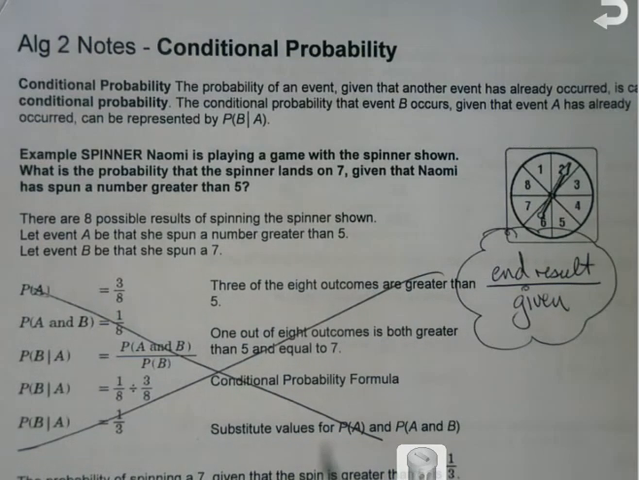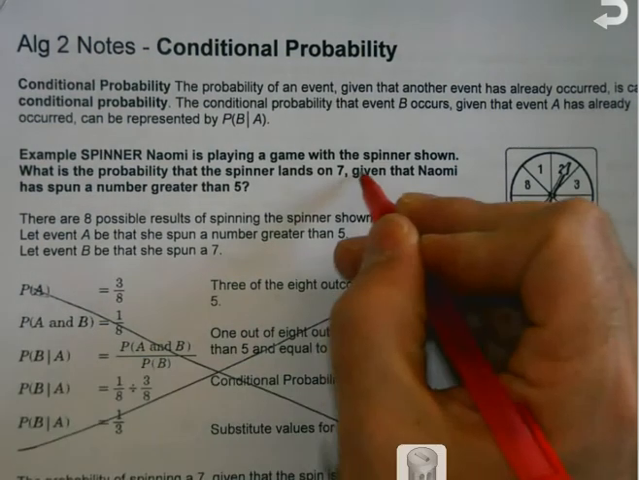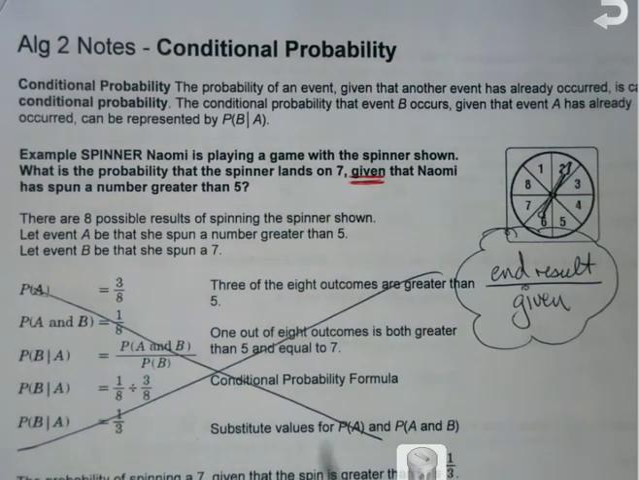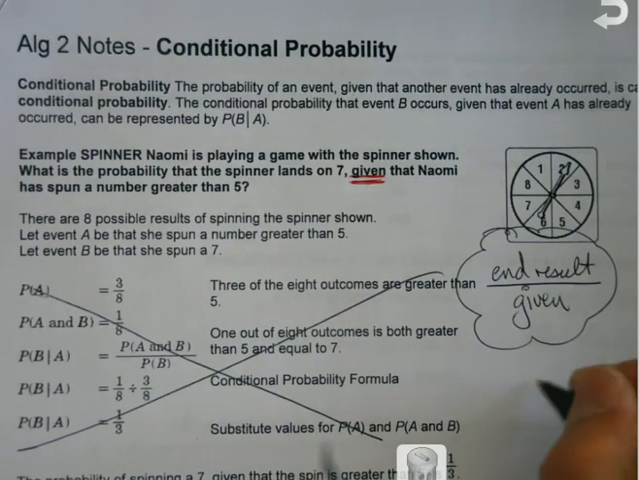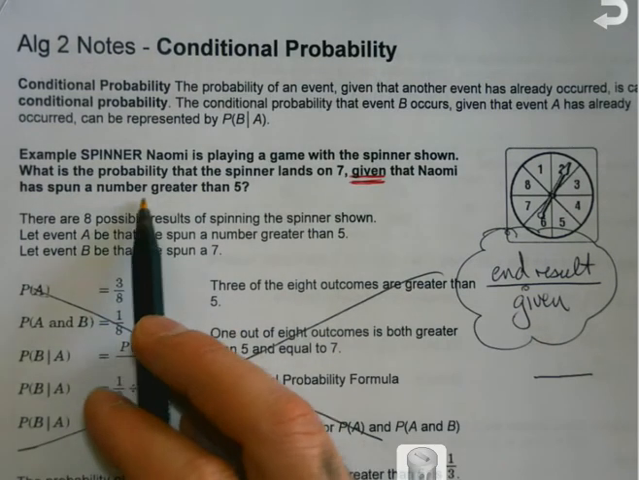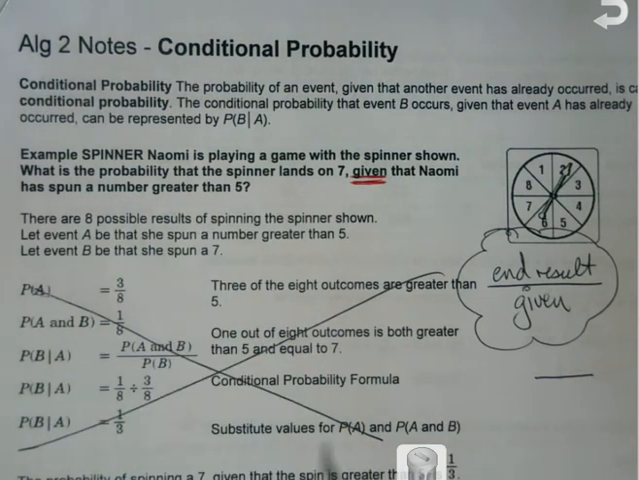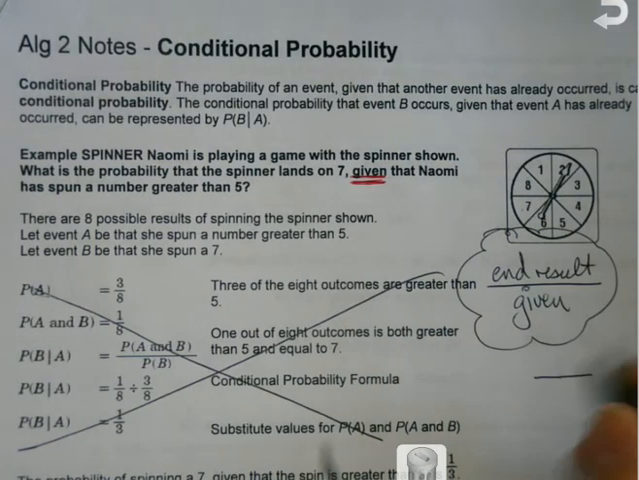So here's how this is going to work. When I'm looking at these problems, I find the word given, I underline it, circle it, do something with it. So I look afterwards and I go, okay, Naomi has spun a number greater than 5. How many numbers on that spinner are greater than 5? That aren't 5? No, greater than 5. 3 of them, 6, 7, and 8. That's my denominator.